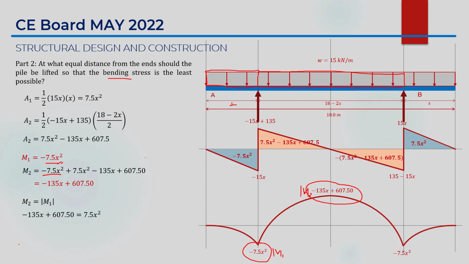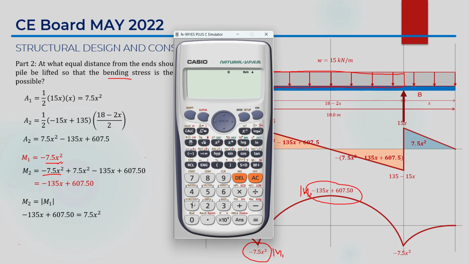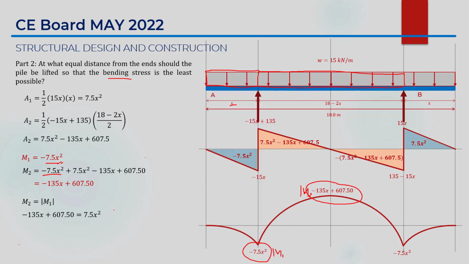Okay, by using our calculator, we have negative 135x plus 607.5 is equal to 7.5x squared. Okay, so bibigyan tayo ng 3.73 na sagot. Okay, that is 3.73 meters. So, ibig sabihin, itong value ng x mo is 3.73. And kung hinahanap pa itong mga distance na yan, madali mo nang ma-solve yan kasi may value ka na ng x. Okay. That is the answer for our part 2.